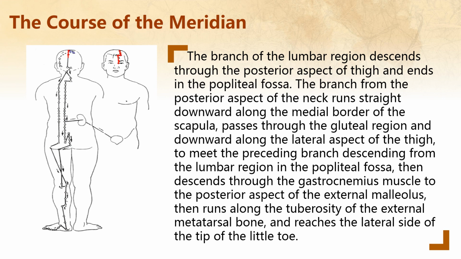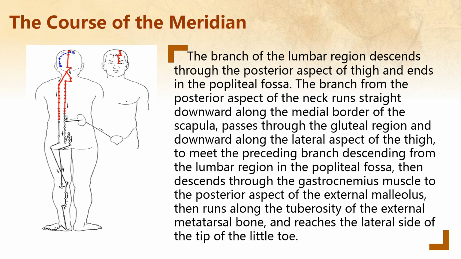The branch of the lumbar region descends through the posterior aspect of the thigh and ends in the popliteal fossa. The branch from the posterior aspect of the neck runs straight downwards along the medial border of the scapula, passes through the gluteal region and downward along the lateral aspect of the thigh to meet the preceding branch ascending from the lumbar region in the popliteal fossa.